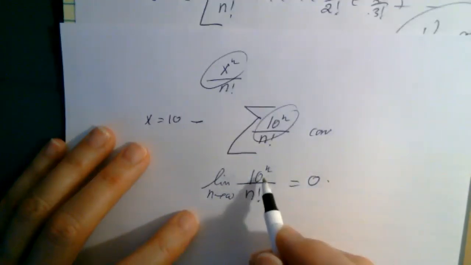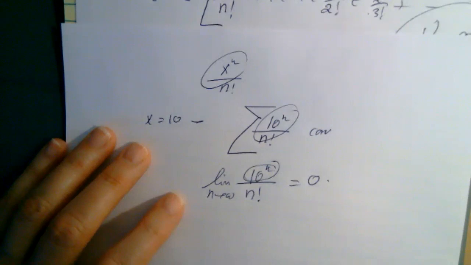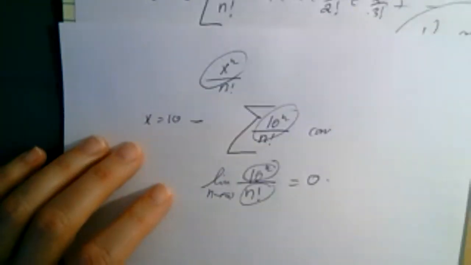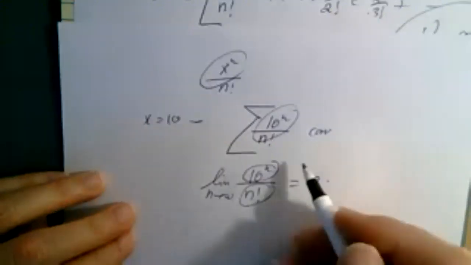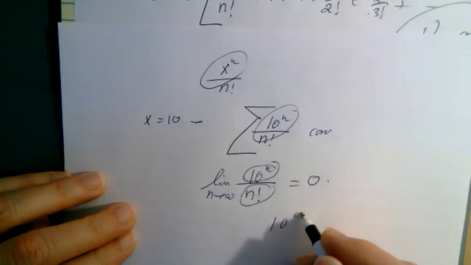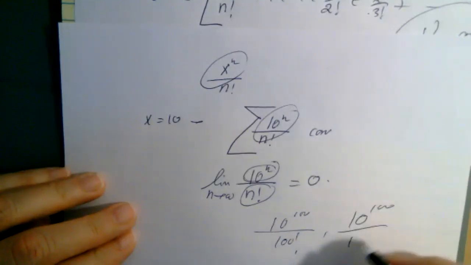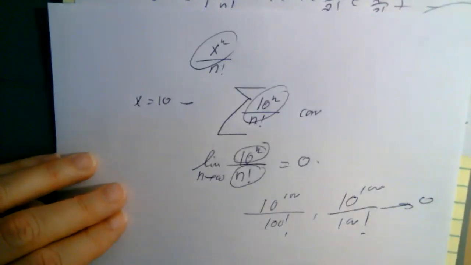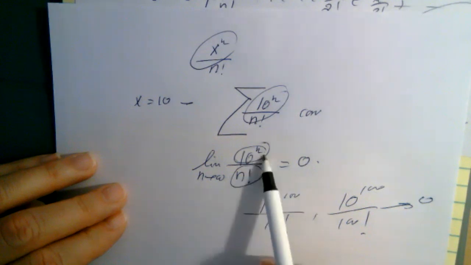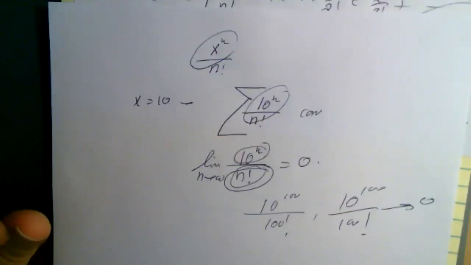So the question is, which goes to infinity faster, 10 to the n or n factorial? If the ratio of those is 0, it means when n is large, when I start taking 10 to the power 100 over 100 factorial, 10 to the power 1000 over 1000 factorial, those terms are becoming very small. Which term goes to infinity faster? This one or that one? Absolutely the n factorial. So n factorial goes to infinity faster than the exponent.